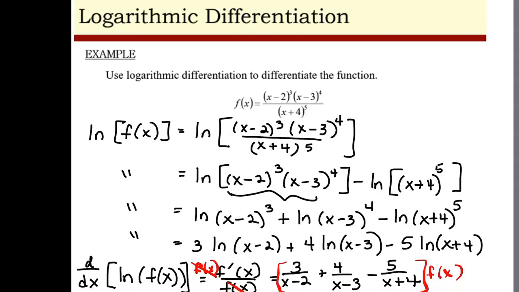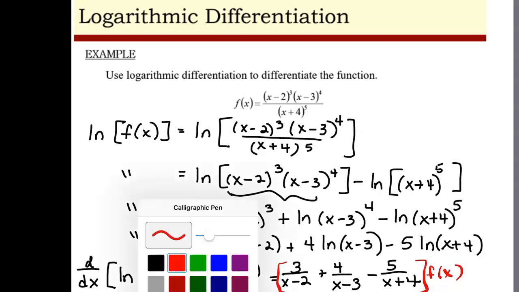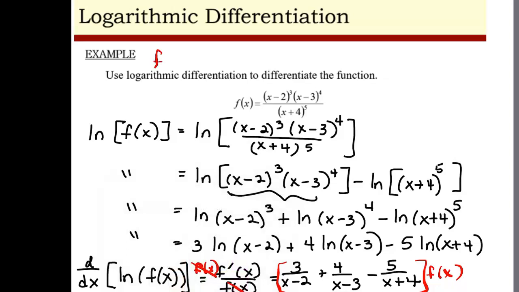So we have f prime of x equals 3 all over x minus 2 plus 4 all over x minus 3 minus 5 all over x plus 4, and then times f of x, which can then be further simplified by just plugging in this f of x. Just plug that in right there and you're done.